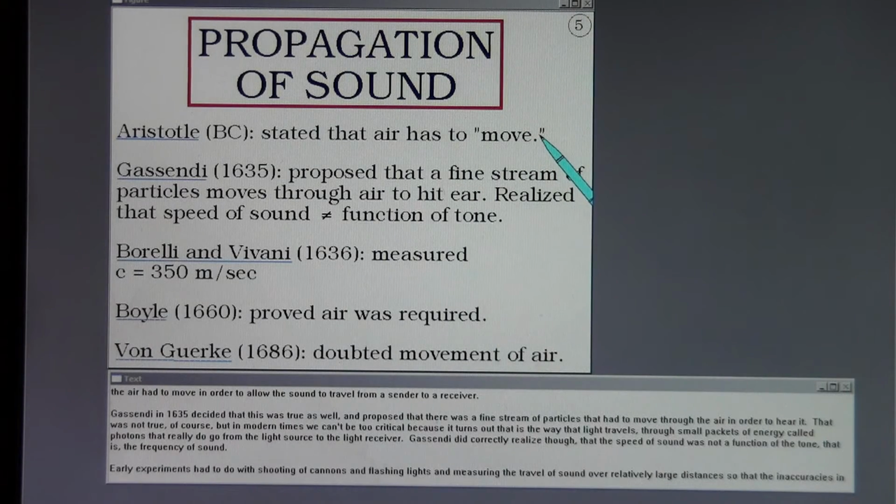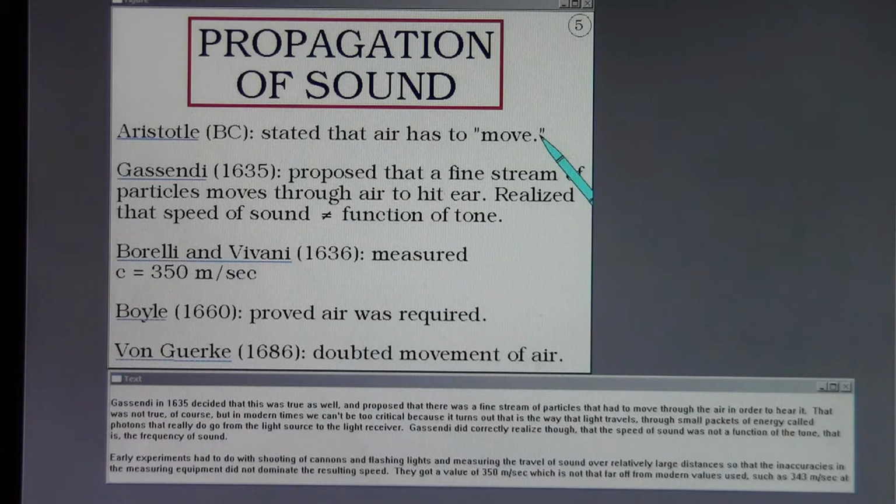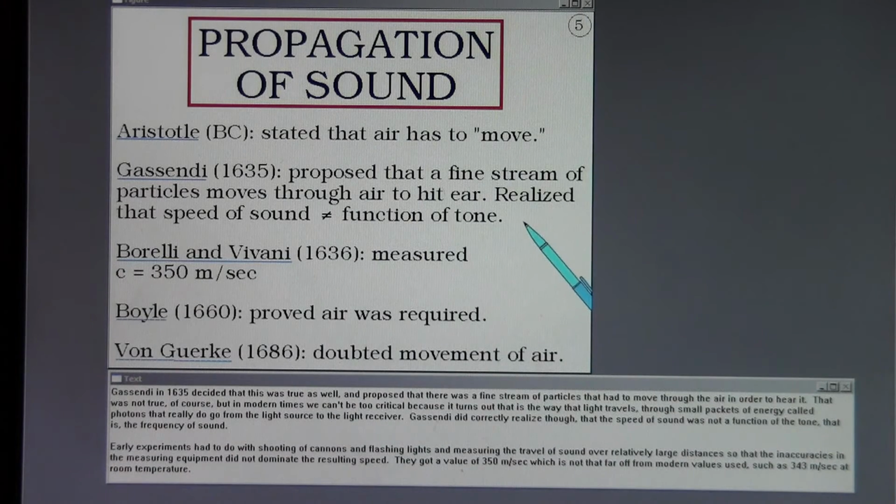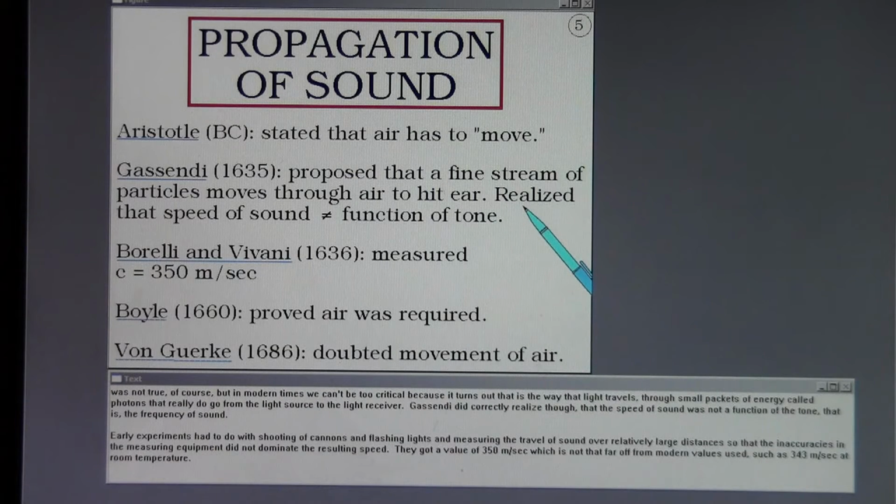Gassendi in 1635 decided that this was true as well, and proposed that there was a fine stream of particles that had to move through the air in order to hear it. That was not true, of course, but in modern times we can't be too critical, because it turns out that is the way that light travels, through small packets of energy called photons that really do go from the light source to the light receiver.